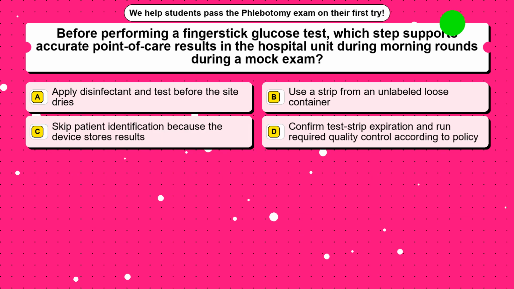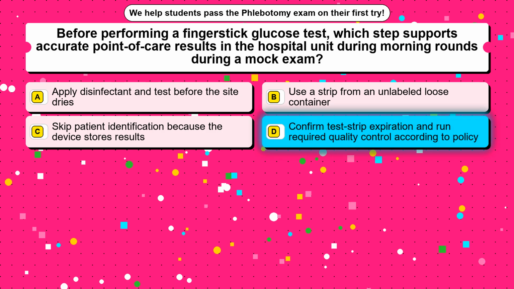Question 92. Before performing a fingerstick glucose test, which step supports accurate point-of-care results in the hospital unit during morning rounds during a mock exam? Option A. Apply disinfectant and test before the site dries. Option B. Use a strip from an unlabeled loose container. Option C. Skip patient identification because the device stores results. Option D. Confirm test strip expiration and run required quality control according to policy. The correct answer is option D.